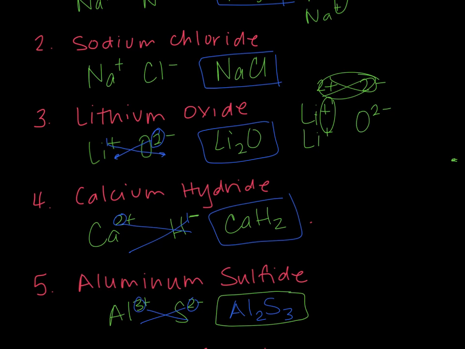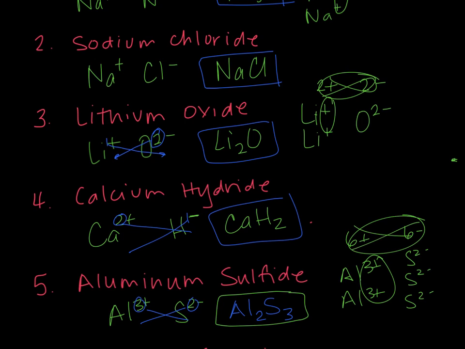All right, and if you want to check that, aluminum 3 plus, if we have 2 of those, then that's 6 plus altogether. And then if we have 3 S2 negatives, then that means I have 6 minus, and so that cancels out.